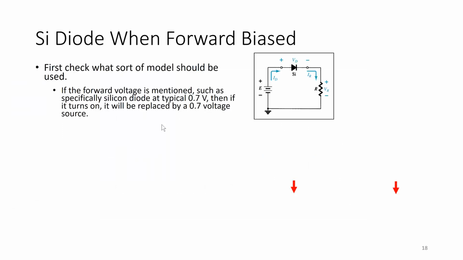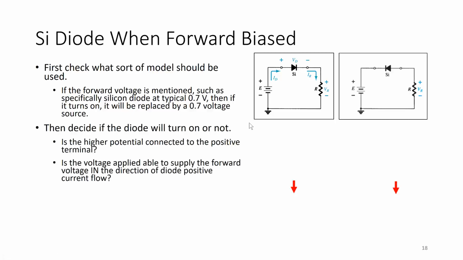First, if you have a diode and you want to know how to handle it, check what sort of model should be used. Is it an ideal diode model? Because with an ideal diode model, if it turns on, the voltage drop across it is just a pure short circuit, and the voltage across it is 0. But if the forward voltage is mentioned, such as specifically a common one, the silicon diode, it would be typically around 0.7 volts. Then if it turns on, it will be replaced by a 0.7 volt voltage source. If it's a germanium diode, the forward voltage should be 0.3 volts.